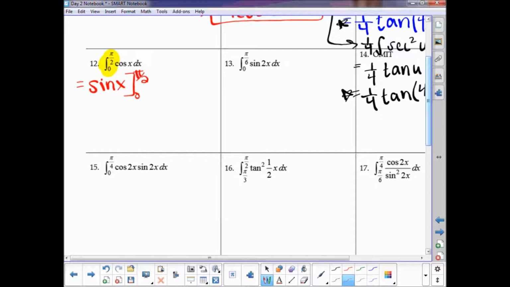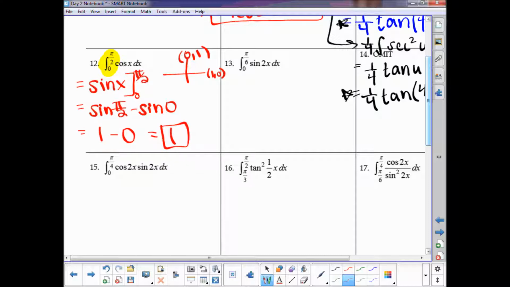And this is where knowing that unit circle is very important. So we have sine of pi over 2 minus sine of 0. Gotta know your unit circle. What is sine of pi over 2? Sine of 0? So we should have gotten 1. Raise your hand if you got that. Questions on that one?